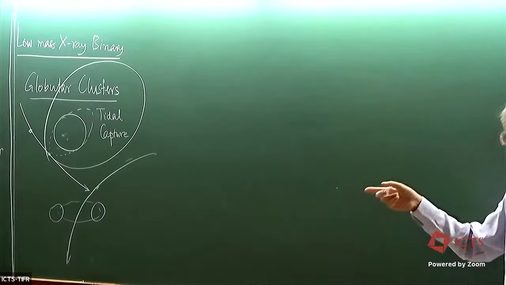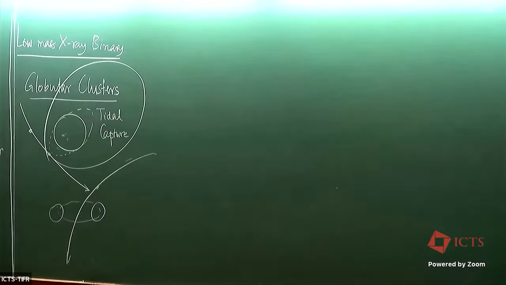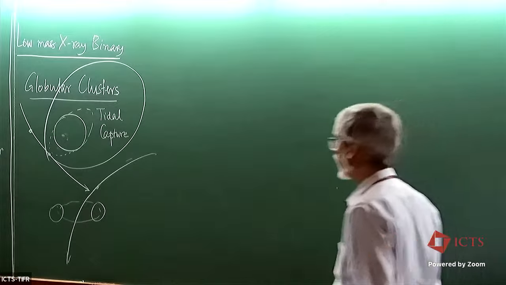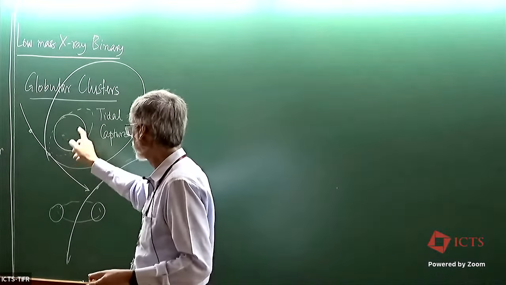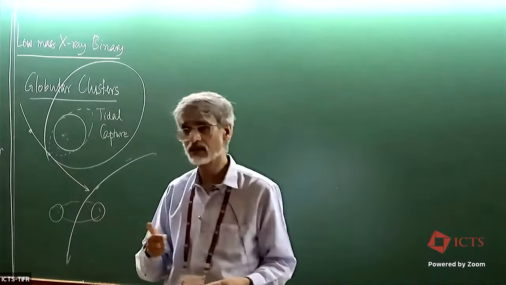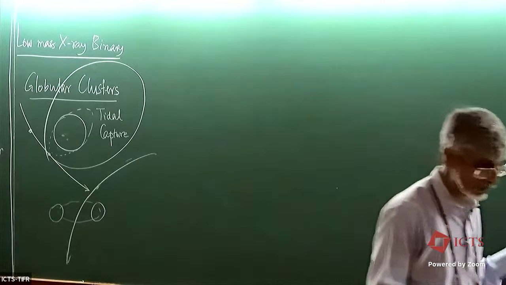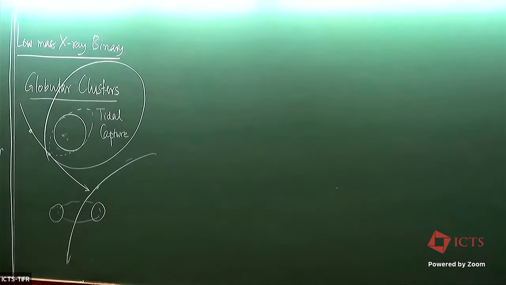And it has to happen in that interaction. Otherwise, the neutron star will go away and then interact with something else, right? So you have to have dissipated enough energy in one interaction for it to get captured. And if you put in numbers, you'll find that this is quite ubiquitous. It happens quite often in a globular cluster.